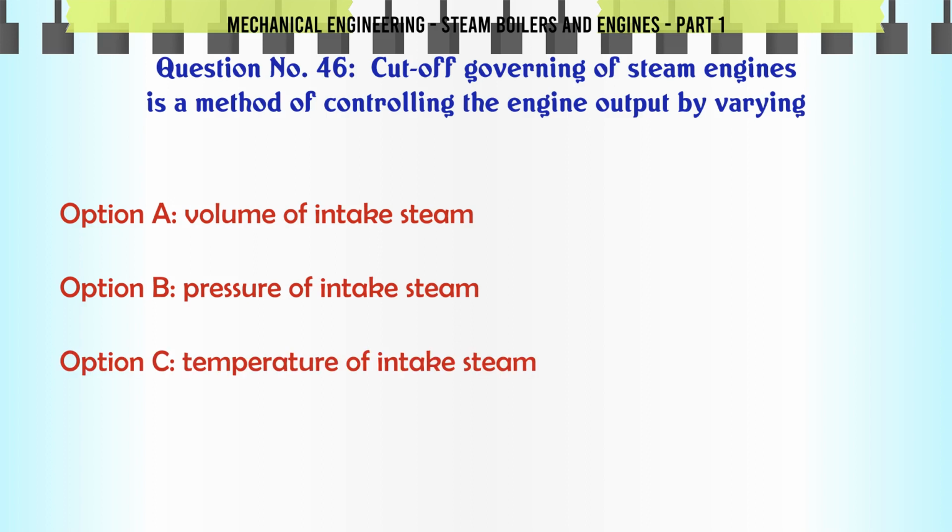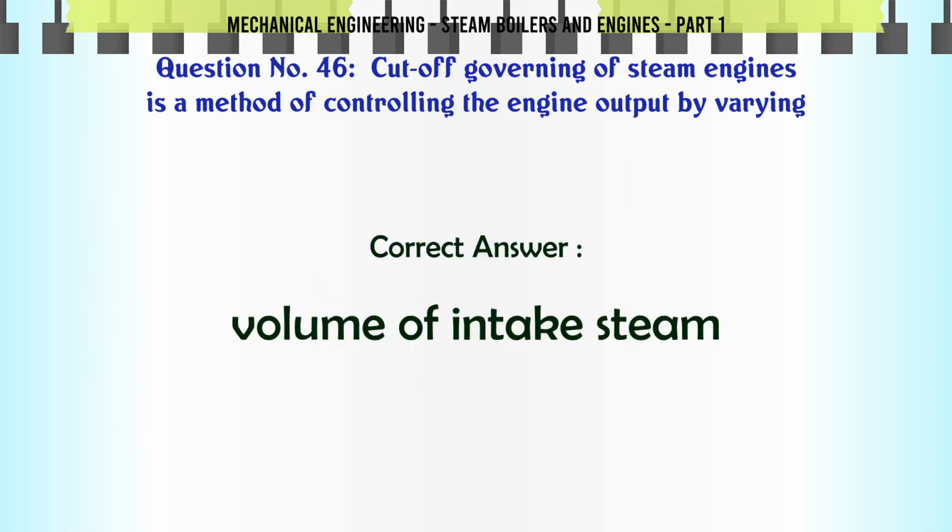Cut-off governing of steam engines is a method of controlling the engine output by varying: A. Volume of intake steam, B. Pressure of intake steam, C. Temperature of intake steam, D. All of these. The correct answer is volume of intake steam.